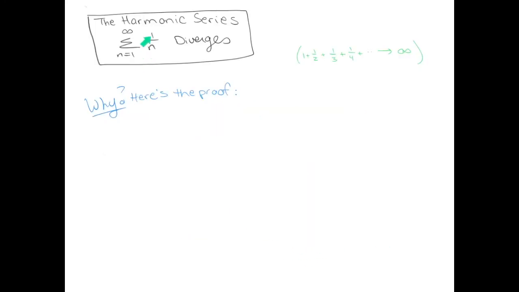There's a special series called the Harmonic Series. It's 1 plus a half plus a third plus a fourth, etc. It turns out that even though the individual terms of this do approach zero, once you put plus signs in between them and add, that summation actually goes to infinity. This is a surprising fact.